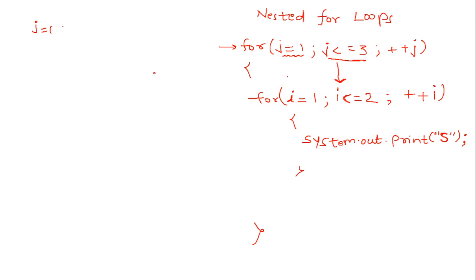Once we come inside, again you will see one more for loop. Here again the first line will execute, I equals 1. So suppose in memory I equals 1 is formed. After that, this line will be checked, I less than equals 2. So 1 is less than equals 2, condition will be true. So we will again come inside, but this time we have to print this. In the output, suppose this is your output box, S will be printed one time.